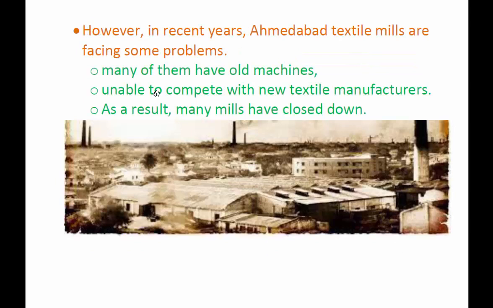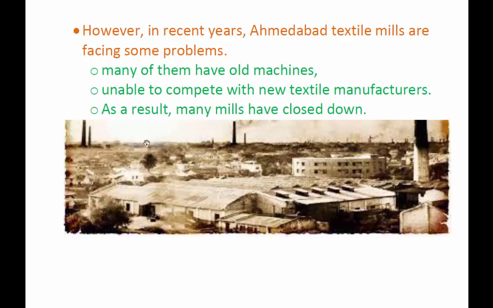However, in recent years, Ahmedabad textile mills face a lot of problems. They have a setback. Many of them have old machines, so they are unable to compete with the new textile manufacturers. Many new designs of machines came up, and because of that, they could not compete. As a result, many mills in Ahmedabad have been closed down.